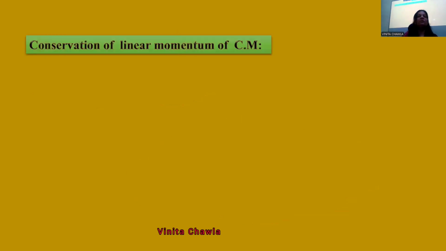Now, conservation of linear momentum of center of mass. We have done conservation of linear momentum also, and linear momentum is conserved when there is no external force acting on the system, right? So how do we write linear momentum of center of mass?